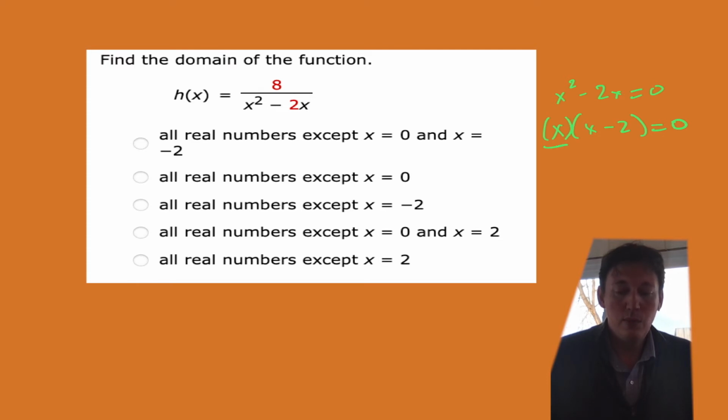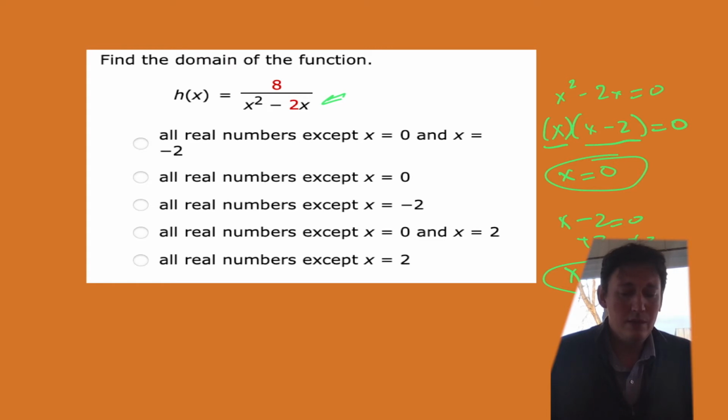Now I'm going to set each one of these pieces, or these factors, equal to 0. So the first one is x equals 0, and the other one is x minus 2 equals 0. So if I add 2, x is equal to 2. So those are the two values that x cannot equal. X cannot be 0 and it cannot be 2. Because if I plug it into here, I'm going to have a 0 in the denominator, and that is not part of my domain.